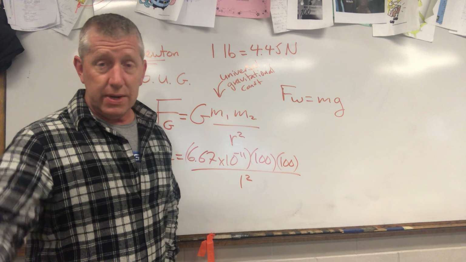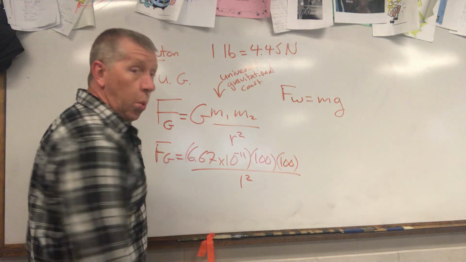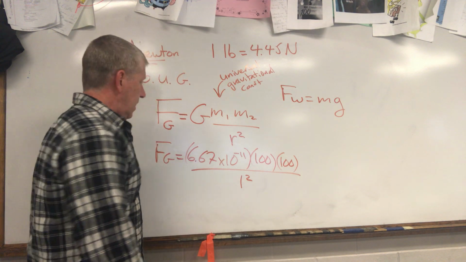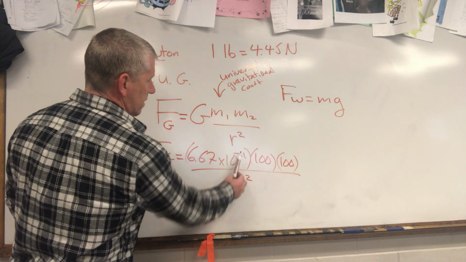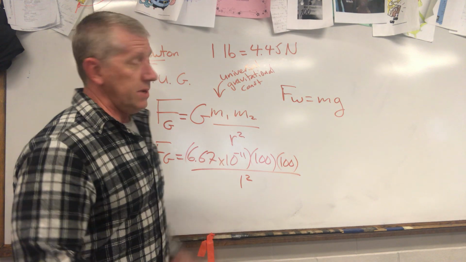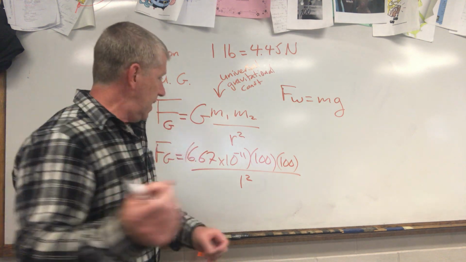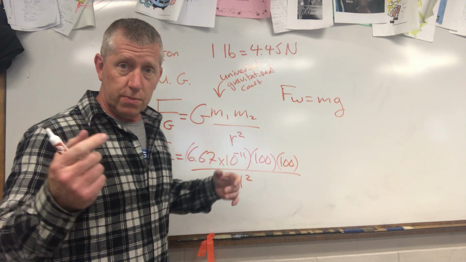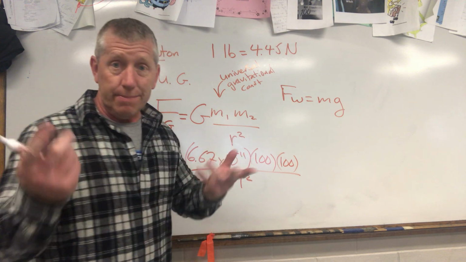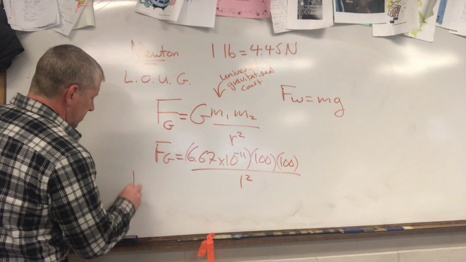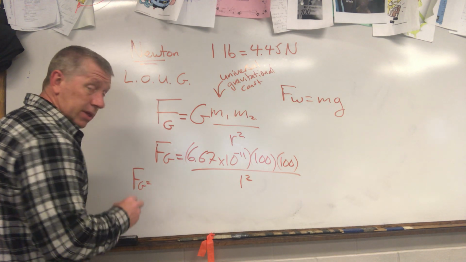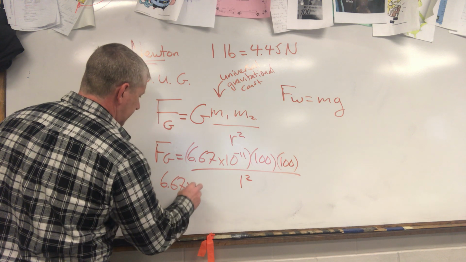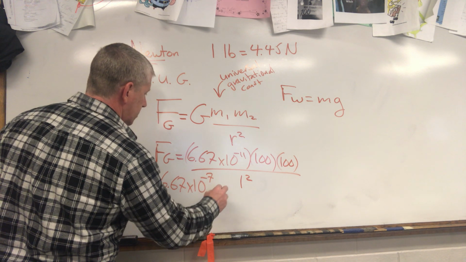This math is easy. I don't even need a calculator. Okay, 1 squared is 1. 100 times 100 is 10,000 times 6.67 times 10 to the negative 11th. So 10,000 is 10 to the 4th. I'm adding it to negative 11. So you remember what you do when you multiply exponents? You add them. So the force of gravity between Billy and Susie is going to be 6.67 times 10 to the negative 7th newtons.